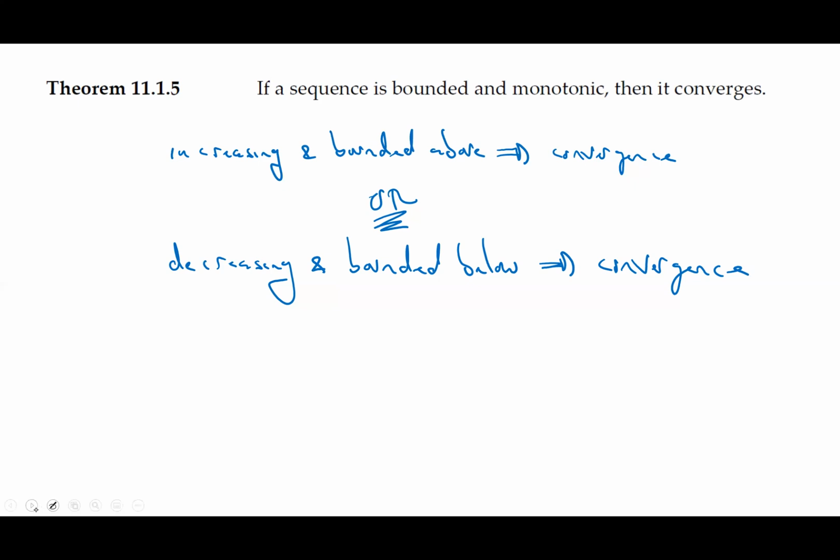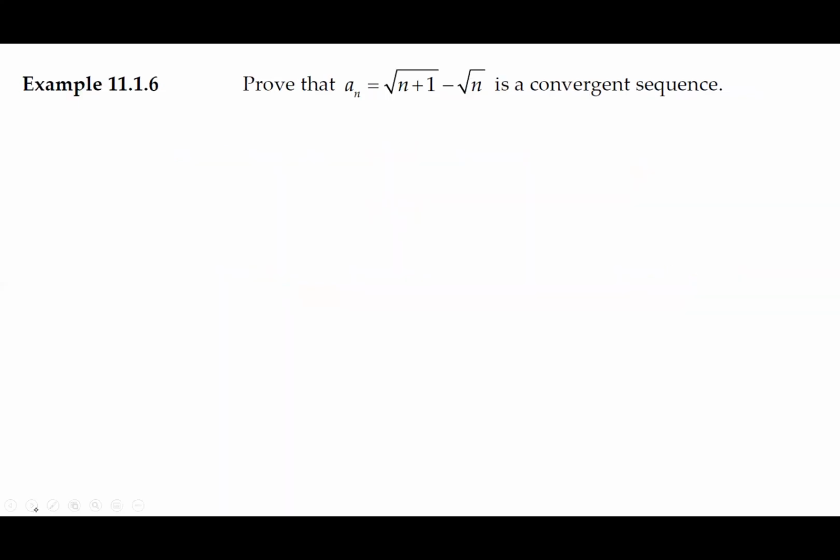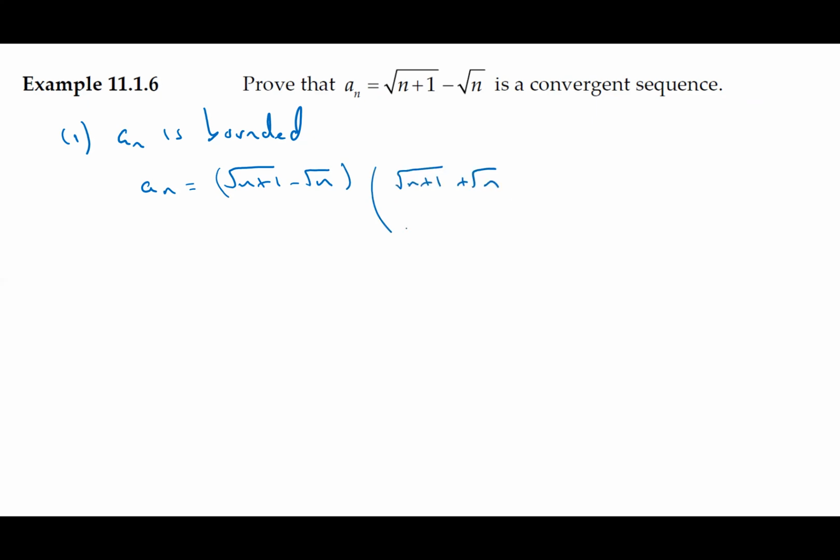Okay, so convergence. Let's see how this works. Prove that a_n equals the square root of n plus 1 minus the square root of n is a convergent sequence. Well, let's start by proving that a_n is bounded. This might not be so obvious right now, its boundedness, but watch what happens if I use the conjugate.